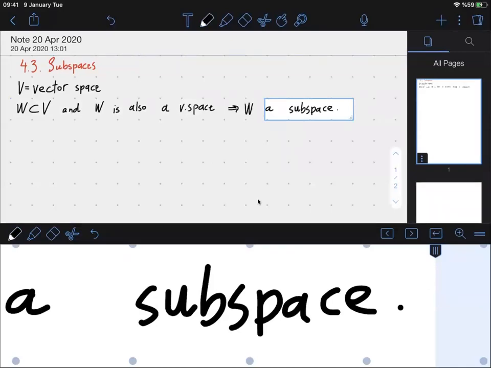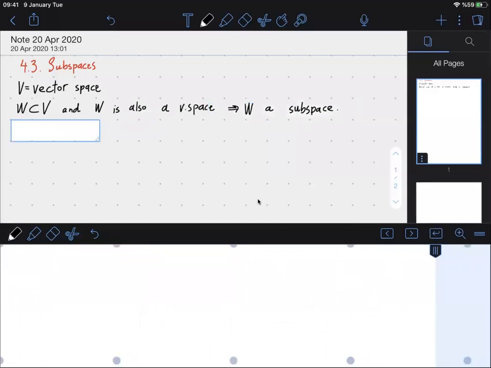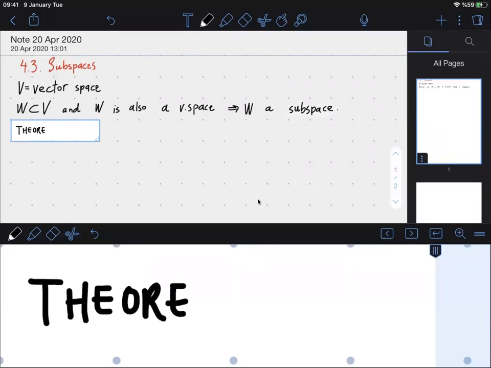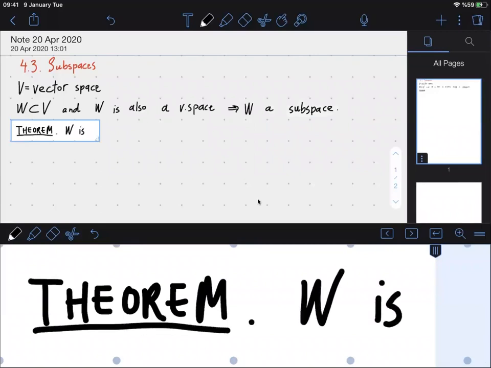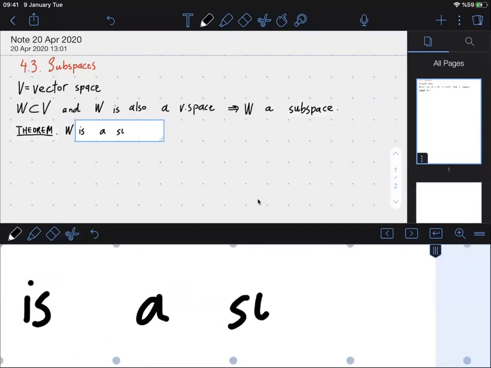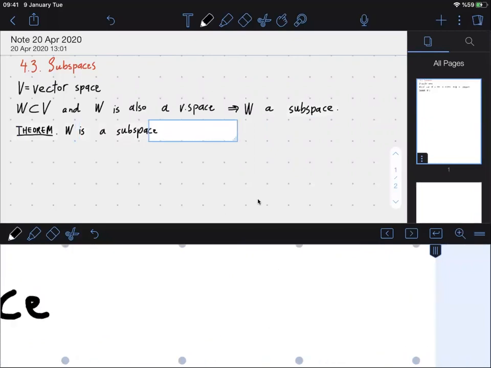Any questions here? Okay, then we said you don't need to check all those properties to verify that a given subset is a subspace. You need only check two properties. This was a theorem which says that W is a subspace if two conditions are verified. This is just a reminder from last week. The first one, we call it A.